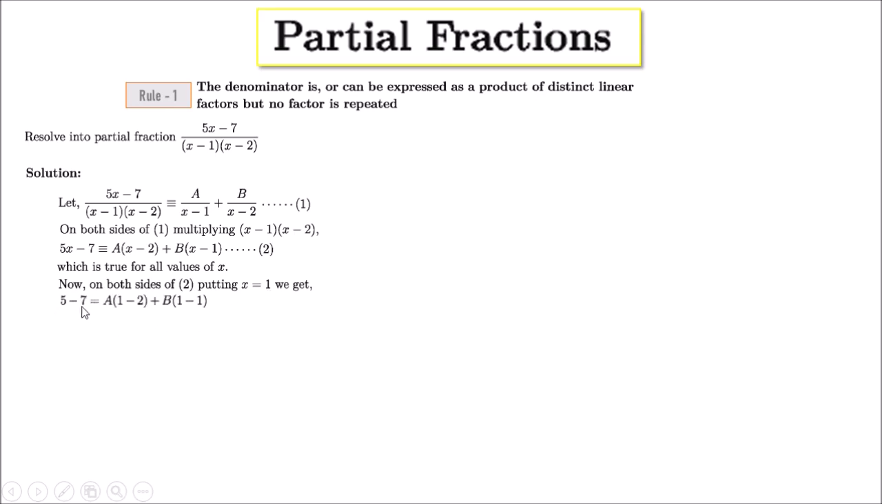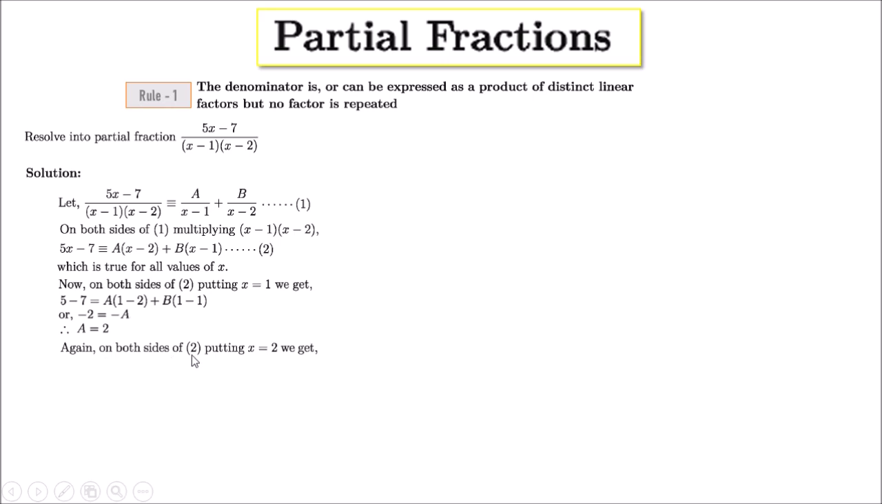Look at here, 5 into 1 means 5, minus 7, equals a into 1 minus 2, plus b into 1 minus 1. So, it's totally b into 0, that means it will be 0. So, finally, it will be minus 2 equal to minus a, and so a equals 2.